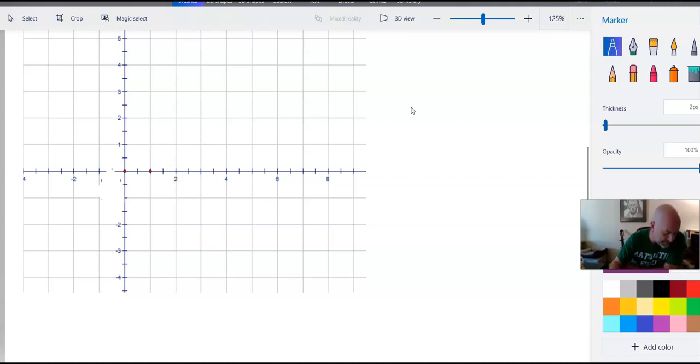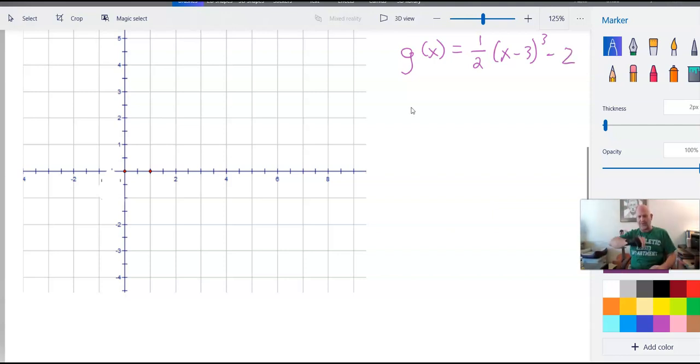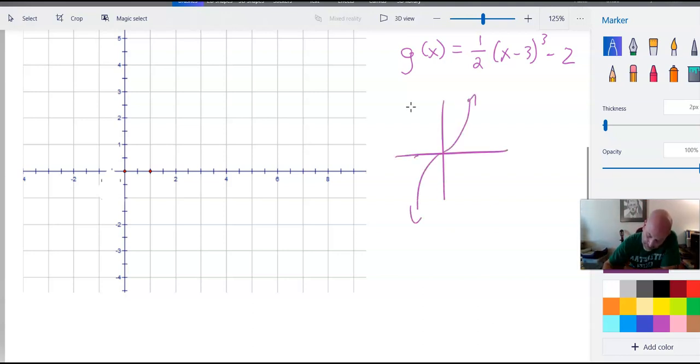All right. So the next equation. Let's look at g of x is equal to 1/2 times x minus 3 cubed minus 2. Okay, so again, remember the cubic function, just real quickly, has this kind of a shape, right? So that's just to remind you.